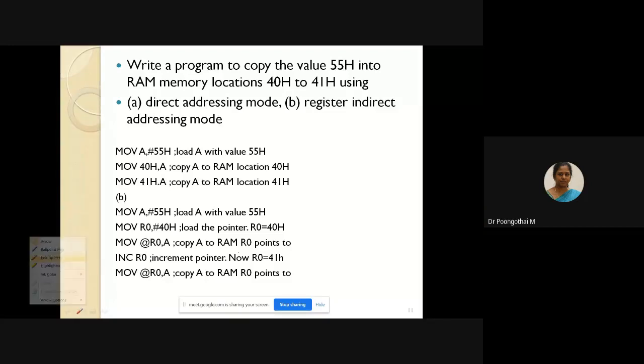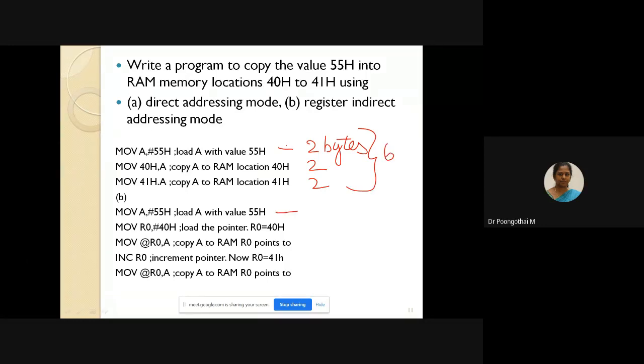So using this, you can calculate the memory size also. This takes 2 bytes. Next one, 2. Totally, this code requires 6 bytes of memory location. Here, 2, 2, 1, 1, 2. So 6, 8. So indirect register addressing mode requires more addressable memory.